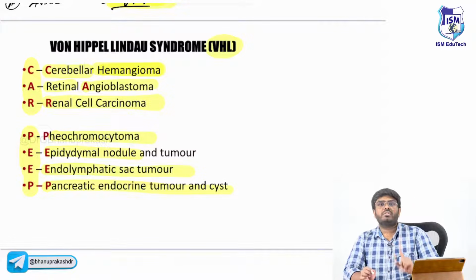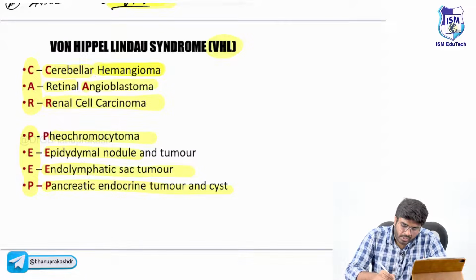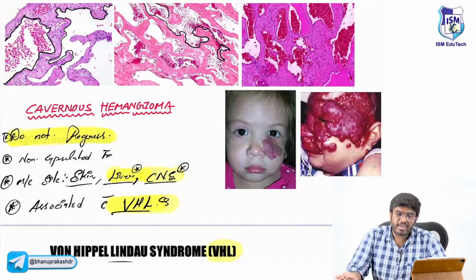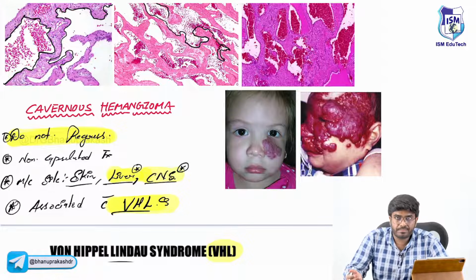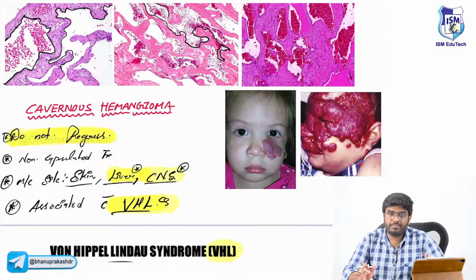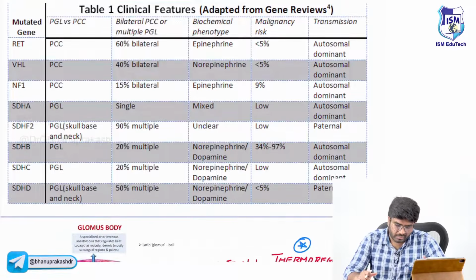So in von Hippel-Lindau syndrome, one point I want you to know is that it is associated with the hemangiomas. Which hemangiomas? Cavernous hemangiomas. They do not regress. Most common sites are skin, liver and central nervous system. Highly branched blood vessels are seen on the biopsy. Associated with VHL, von Hippel-Lindau syndrome.